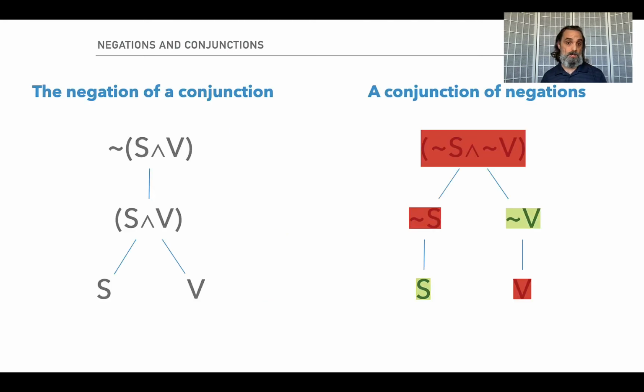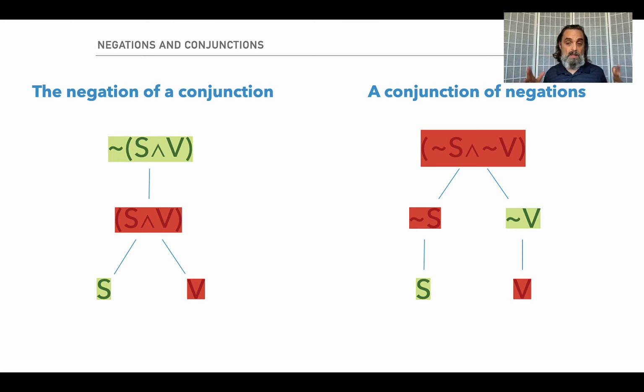What about the negation of the conjunction, the other one? Well, S is still true. She's still in San Diego. V is still false. She's not in Vegas. So S and V is false. So the negation of that has the opposite truth value, and so it's true. Right? When we say not (S and V), that's correct.